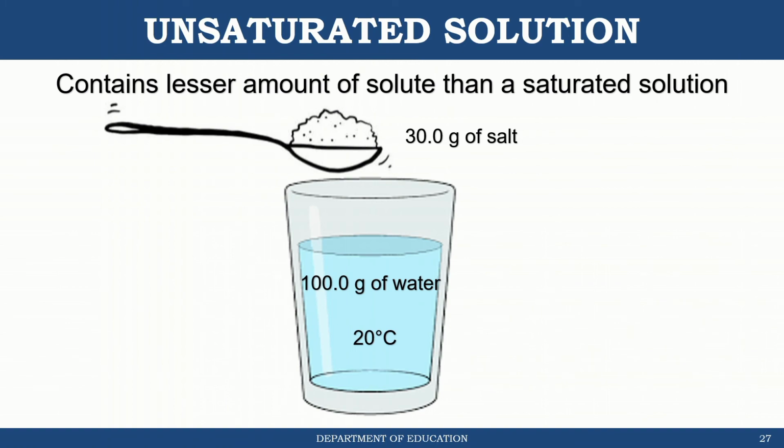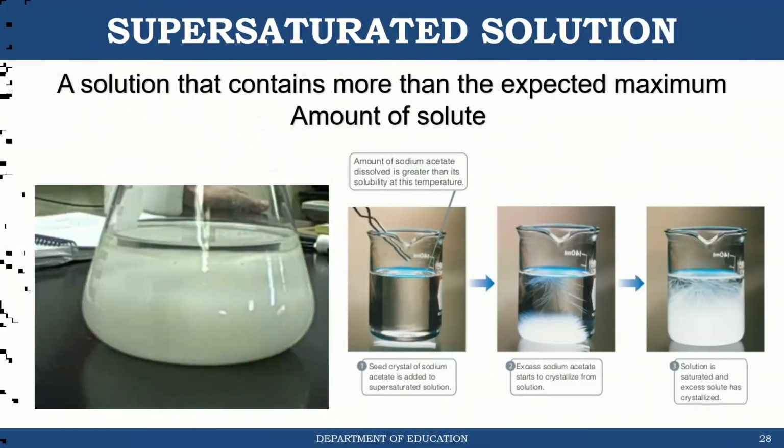A solution that contains more than the expected maximum amount of solute is called a supersaturated solution. A supersaturated solution can be prepared by heating a saturated solution that contains undissolved solids. The increase in temperature will cause these solids to dissolve. The temperature of the solution will be lowered gradually to minimize the reformation of the dissolved solutes back to their solid form.